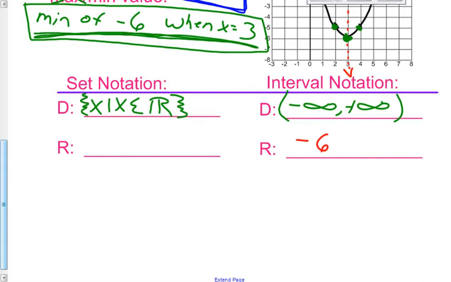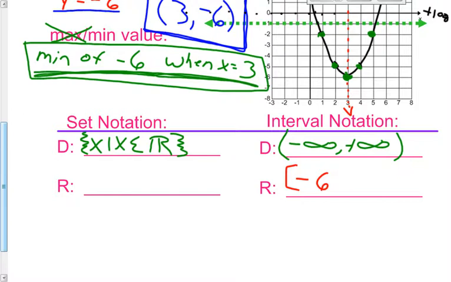It can equal a negative 6, so we bracket that. It equals a negative 6 when x is 3. So it can equal a negative 6, so we bracket that. And how high does it go? It goes all the way to positive infinity. Positive infinity, we close that in with a parenthesis.